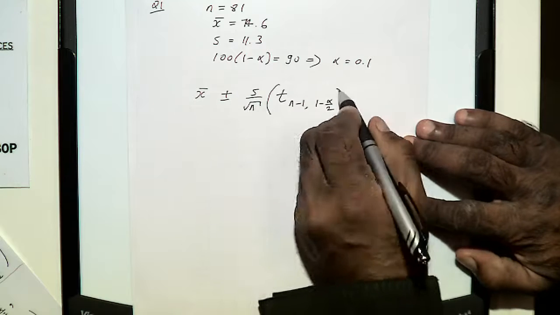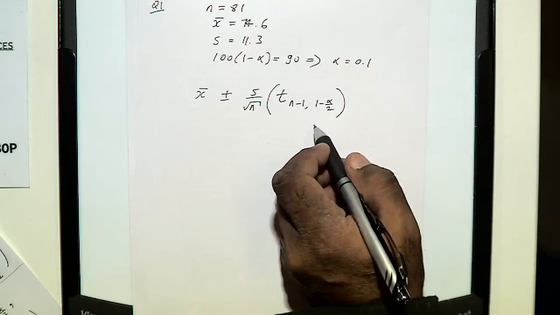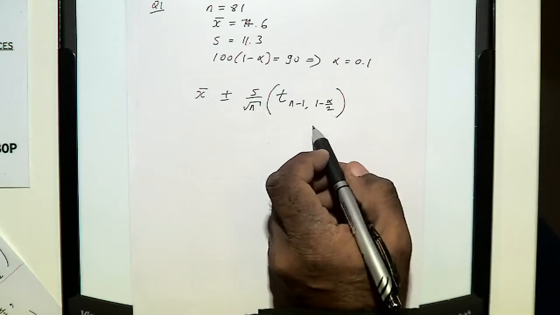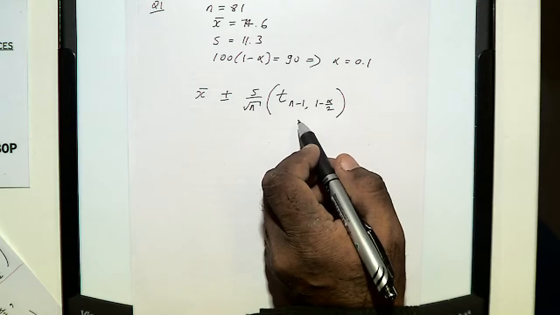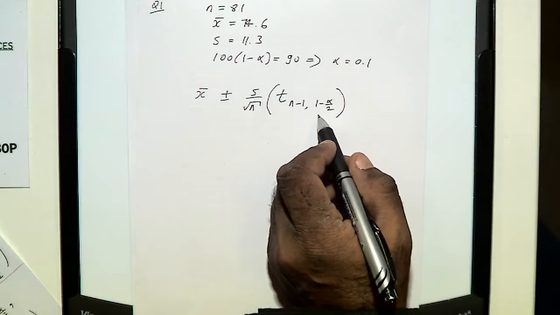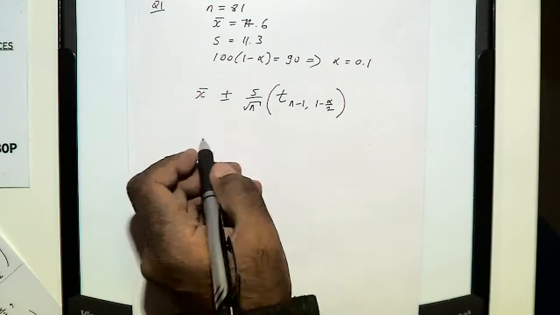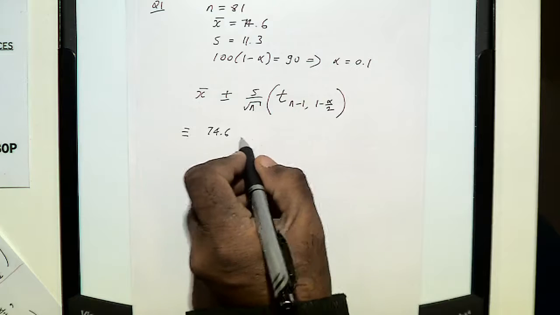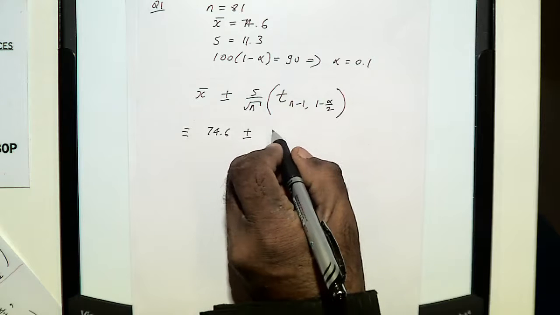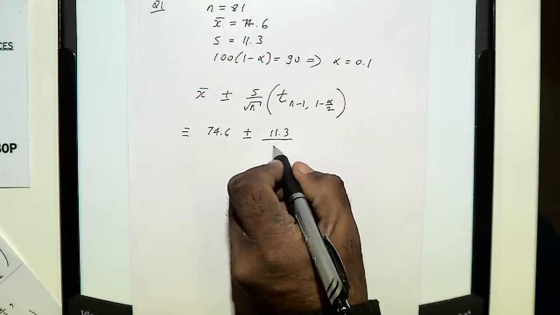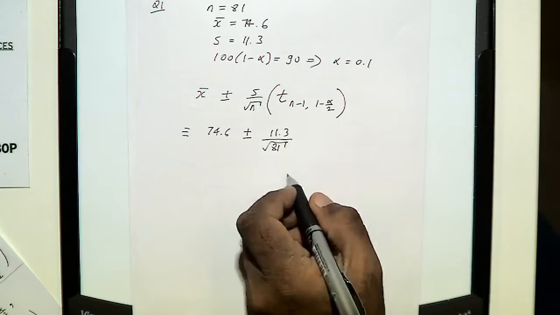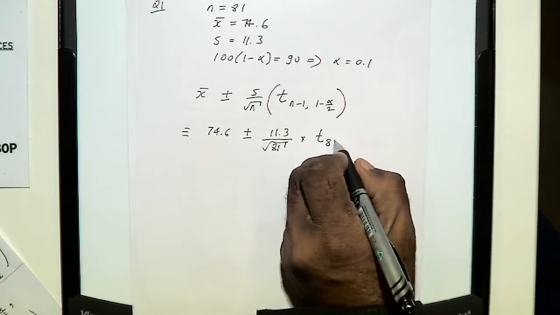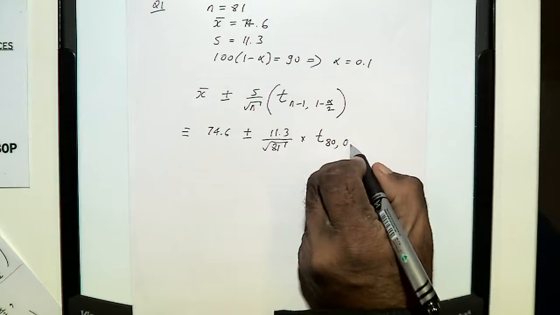I talked about the percentile of the t in one of the earlier videos. Maybe some of you did not look at the video. This is the percentile of a t distribution with n minus 1 degrees of freedom, and probability 1 minus alpha by 2. So this becomes x bar is 74.6 plus or minus s, which is 11.3, divided by square root of 81, times t with n minus 1, which is 80, degrees of freedom, and 1 minus alpha by 2, which is 0.95.